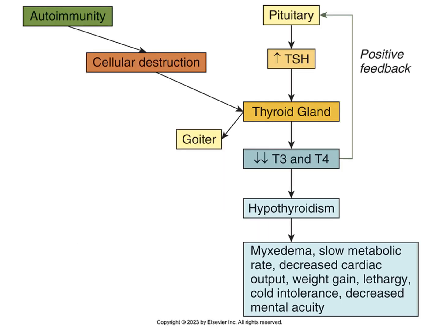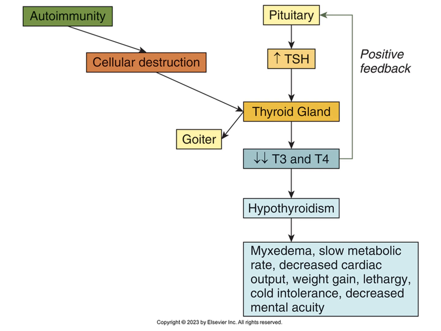This diagram outlines the typical pathway seen in autoimmune hypothyroidism, such as Hashimoto's thyroiditis. The process begins with autoimmune destruction of thyroid cells, reducing the gland's ability to produce T3 and T4 hormones. As thyroid hormone levels fall, the pituitary gland responds by increasing TSH secretion in an effort to stimulate the thyroid. Despite high TSH, hormone production remains low, and a goiter may develop due to chronic stimulation.